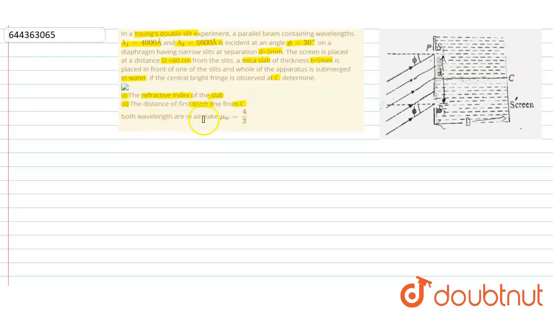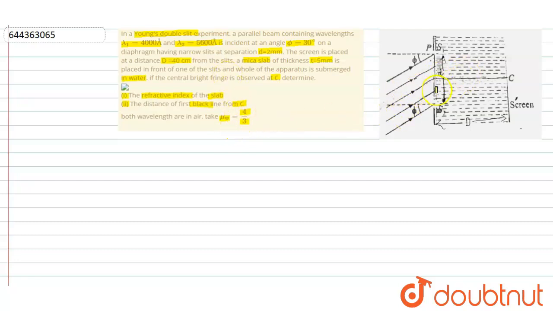It is given that both wavelengths are in air, so we have to consider the wavelengths in air, but the whole apparatus is submerged in water. So we have to take mu w, that is for water, as 4 divided by 3. So that is the constant value.